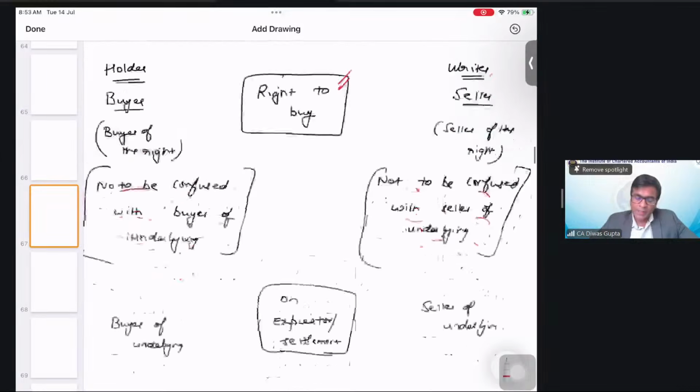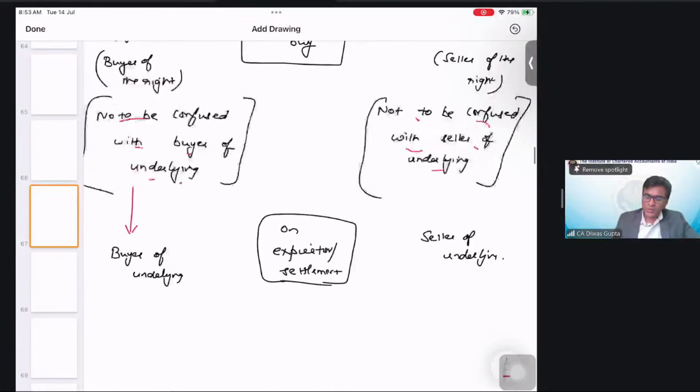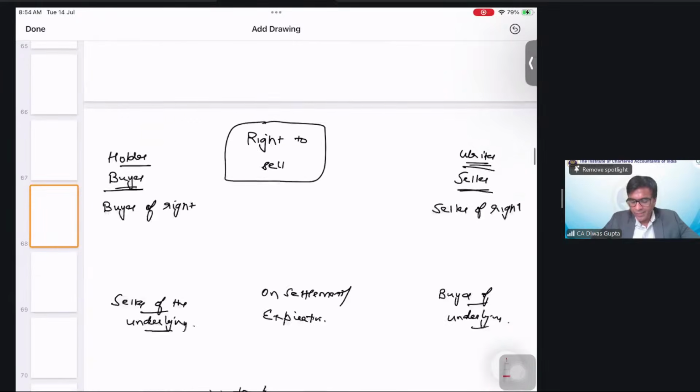On expiration, the position of the holder of a call option will be similar to that of the buyer of the underlying, students. And the position of the seller of the right will be similar to the seller of the underlying, because if the right to buy gets executed by the option holder, the other person will have to sell the underlying. Clear?